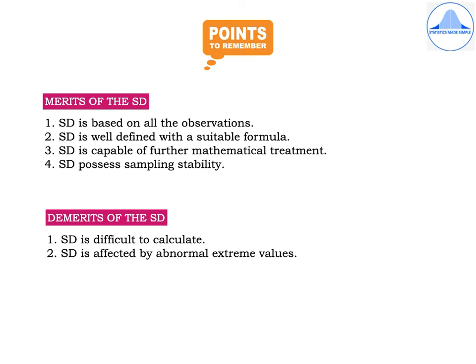Let us now learn some of the merits and demerits of the standard deviation. The first merit is standard deviation is based on all the observations. Then the standard deviation is well defined with a suitable formula, and standard deviation is also capable of further mathematical treatment, and it possesses sampling stability. A couple of demerits of the standard deviation are that it is difficult to calculate and it is affected by abnormal extreme values. By abnormal extreme values, we mean very small values or very large values.